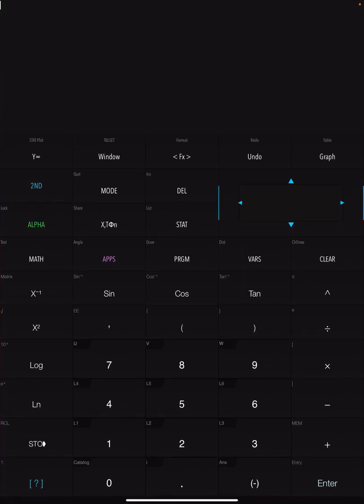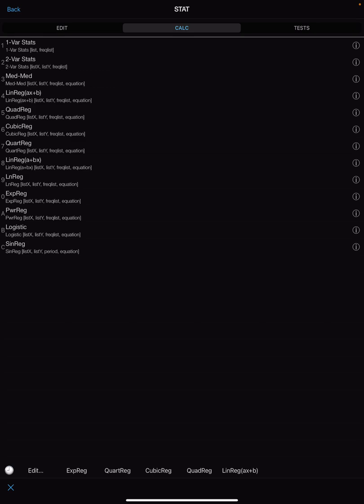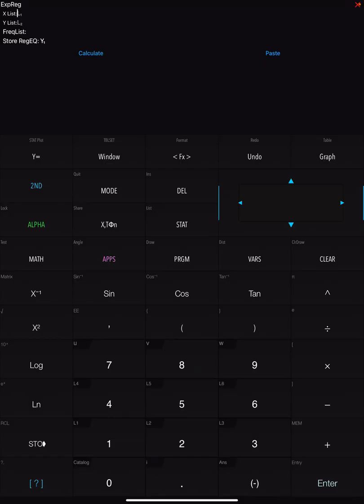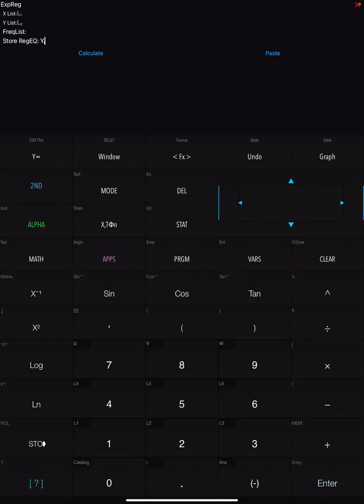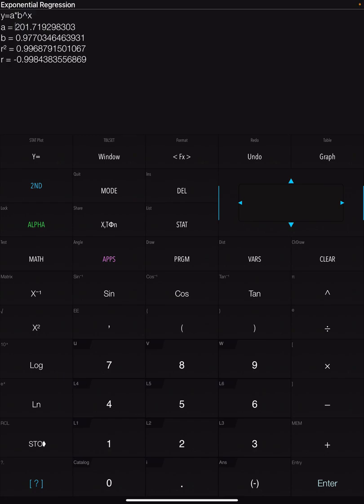All right, so on this, we're going to go to stat. We're going to go over to calculate. Then we choose exponential regression. Okay, and then it says list 1, list 2, and then we want to store the regression. Normally this shouldn't be in here. To store the regression, we hit the alpha button. If you notice, the F4 is down here for this one. It's a little different than the calculator. So F4 and choose Y1, and then we hit calculate. That's going to calculate the equation that best fits our data.